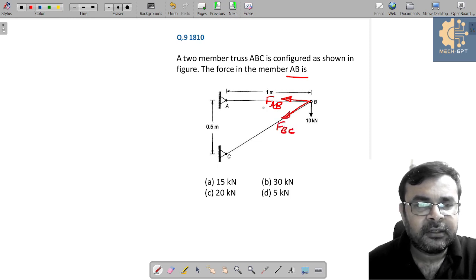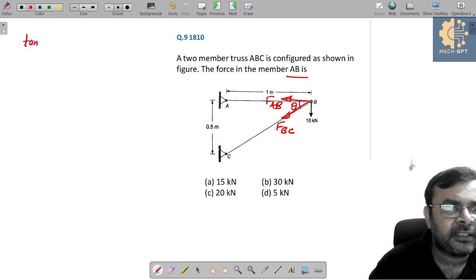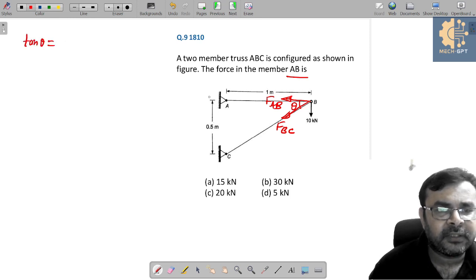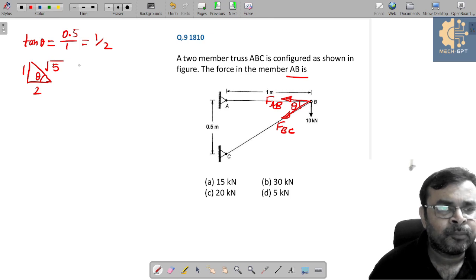Yes or no? And let's say in this we have an angle theta. So can I say tan theta is nothing but perpendicular, which we have 0.5 meter, over 1, or simply you can say 1 by 2. So if I make a triangle like this, and this angle is theta, so can I say 1 is here and 2 is here. So the hypotenuse is square root of 2 square plus 1, that is root of 5. So from this can I say sin theta is nothing but 1 by root 5, and similarly cos theta is nothing but 2 by root 5.